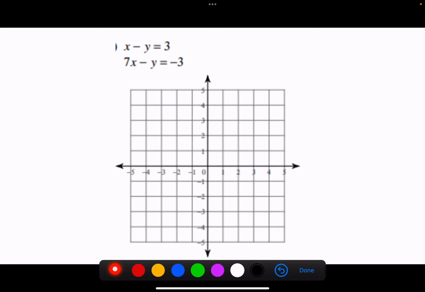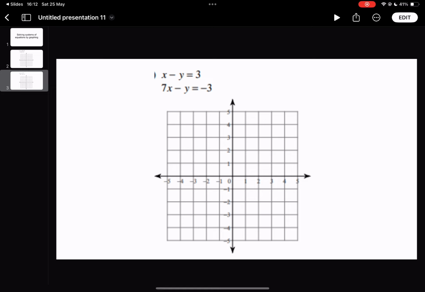So we have x minus y is equal to 3 and 7x minus y is equal to negative 3. So let me write that. Let me first write y equals mx plus b. We see that these are not in the form y equals mx plus b. They are in what we call the standard form, which goes ax plus by equals c. However, we can convert those to the y equals mx plus b form. So let's go ahead and do that.